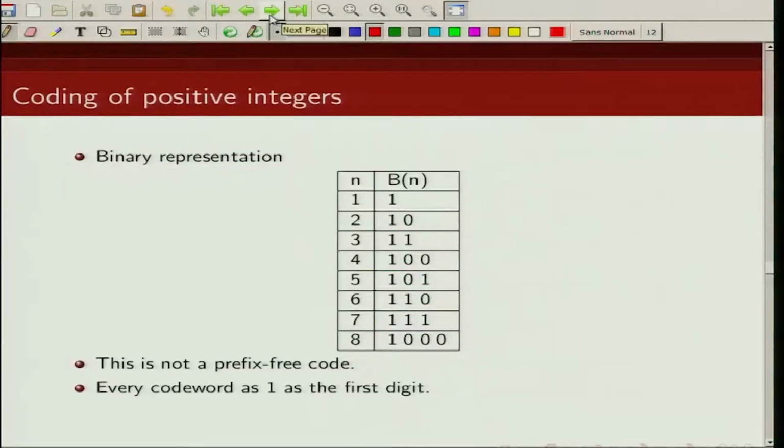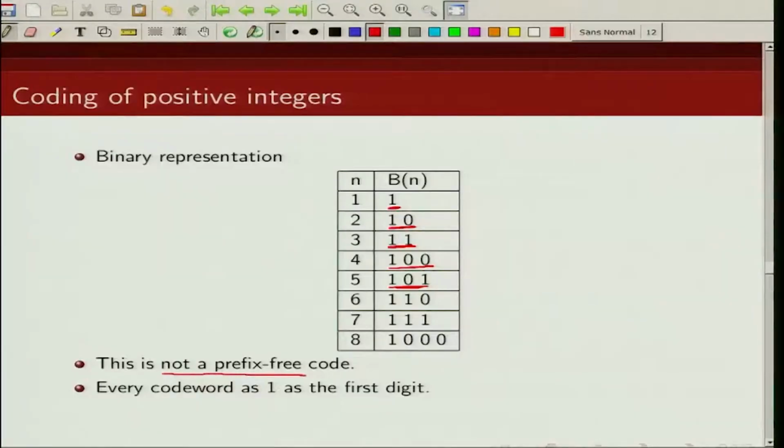Now, is this a prefix free code? The answer is no. For example, you can see this is a prefix of this code, and this is a prefix of this code. Similarly, this is a prefix of this code, so this is not a prefix free code. If we are designing a block to variable encoding, remember we want instantaneous decodability, so we would like to design a prefix free code. So one drawback of this binary representation of positive numbers is that it is not a prefix free code.